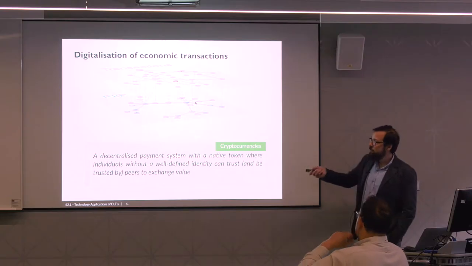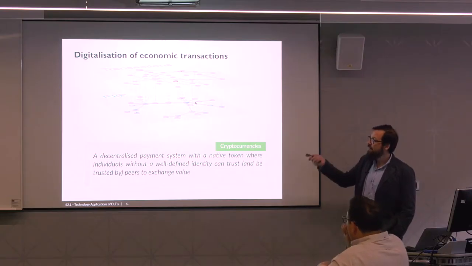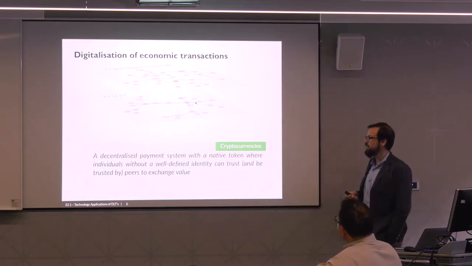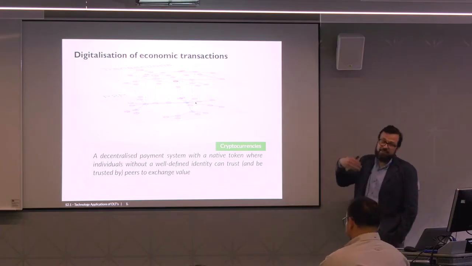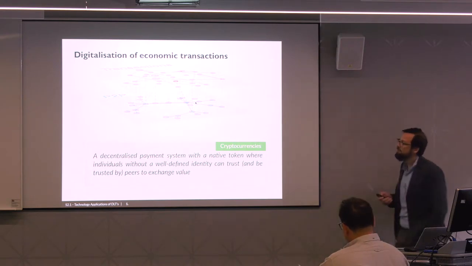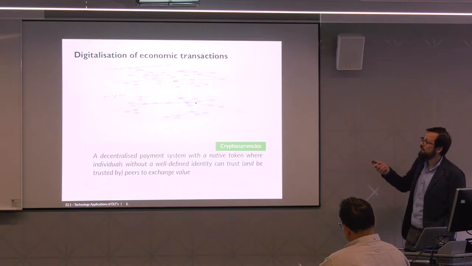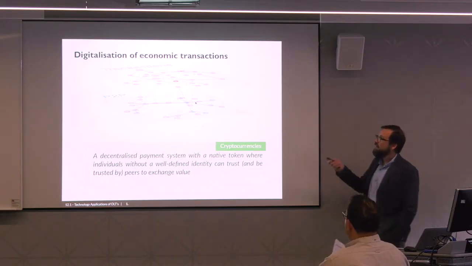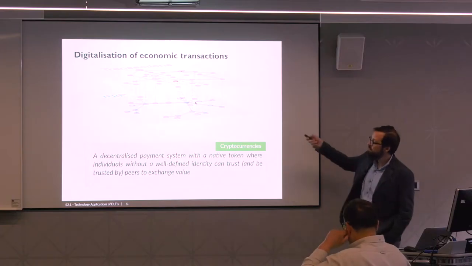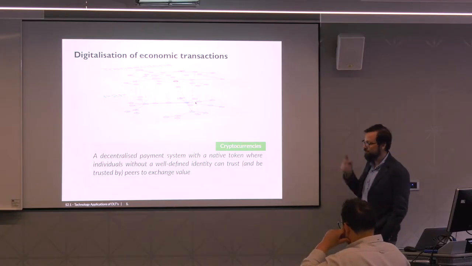These cryptocurrencies as well lack a well-defined identity in general of the system participants. Therefore, the trust is not enabled by the identification of the individuals, simply by the fact that they are connected to the network. And in this way, these individuals, because this native token exists in the system, are able to exchange value with each other.